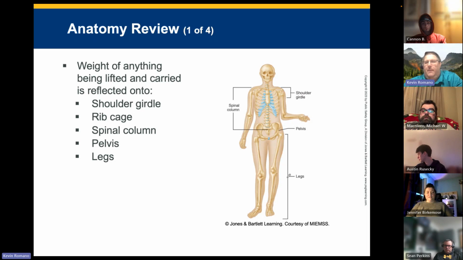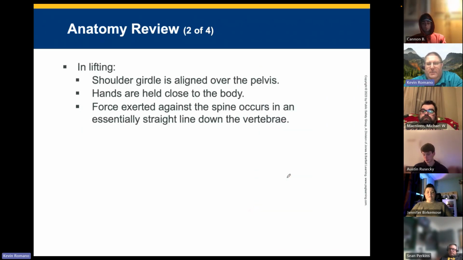So when a person is standing upright, the weight of anything being lifted and carried in the hands is reflected to the shoulder girdle, rib cage, or spinal column, inferior to it the pelvis, and then the legs. Right. So weight is transferred, which is why we have to have proper body mechanics.